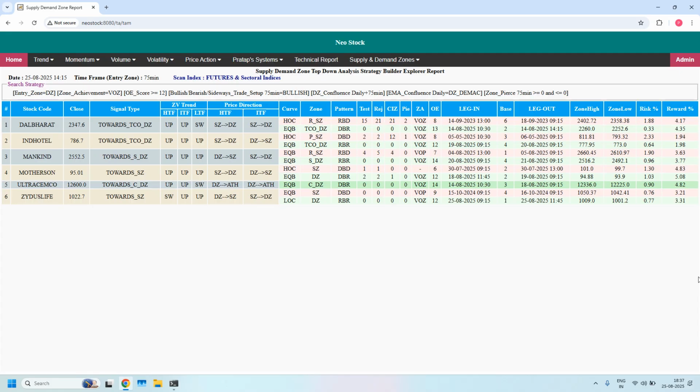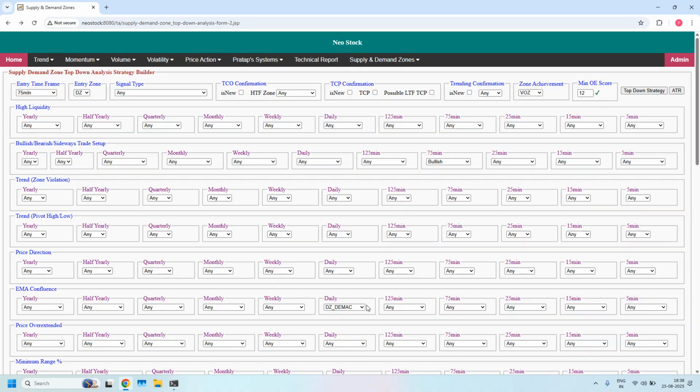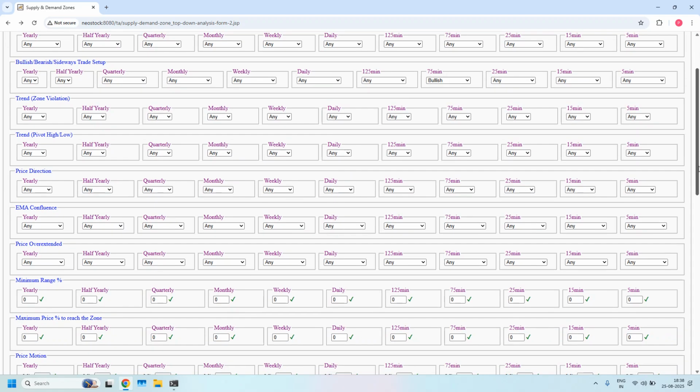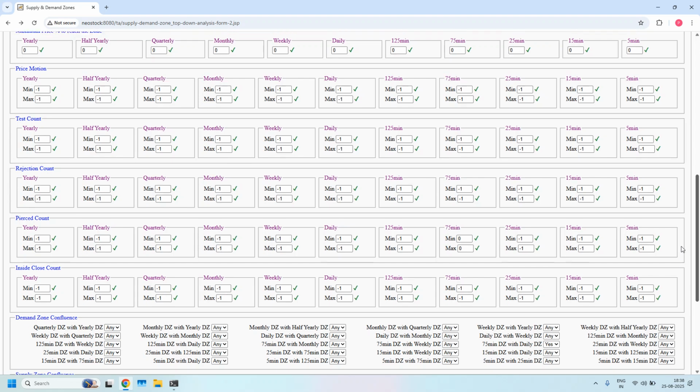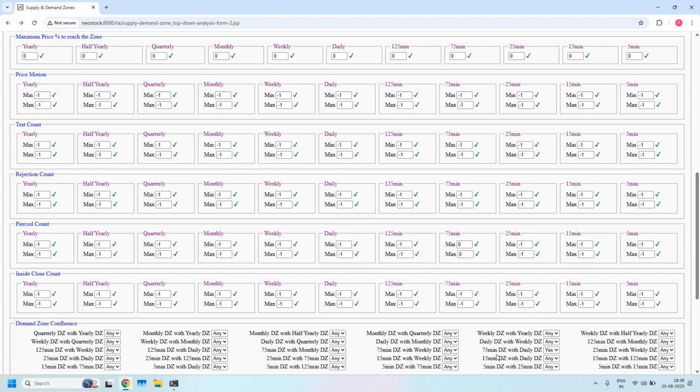Okay, next, LTF, ITF and HTF demand zone confluence, and then HTF EMA confluence. That is 75 minutes, daily and weekly demand zone confluence. After that, weekly demand zone with weekly EMA confluence. Let us set those filters. First, I am removing this EMA filter. First, I am focusing on demand zone confluence with all 3 filters.